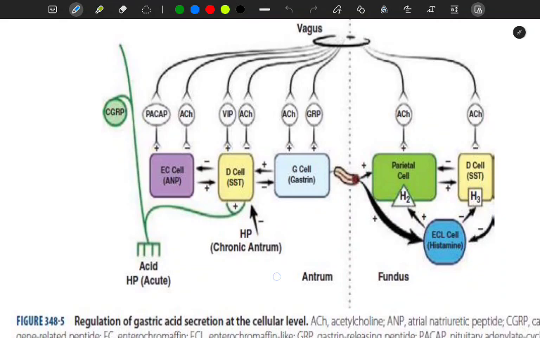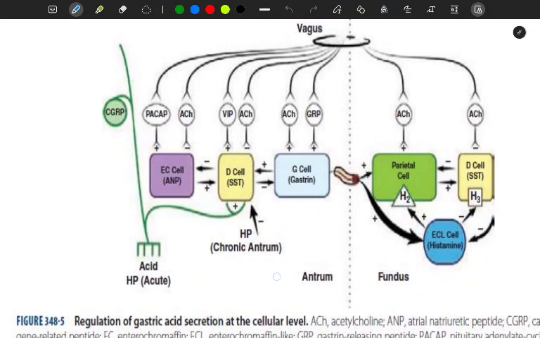The D cells act as a negative feedback mechanism on the parietal cells in case there is excessive acid secretion. The vagus nerve innervates the stomach, as we all know, okay? And acetylcholine has a positive, stimulatory effect on the parietal cells to secrete acid, and there is also negative feedback, where the D cells secrete somatostatin that will suppress the parietal cells.